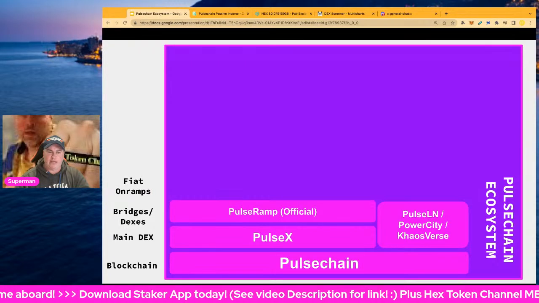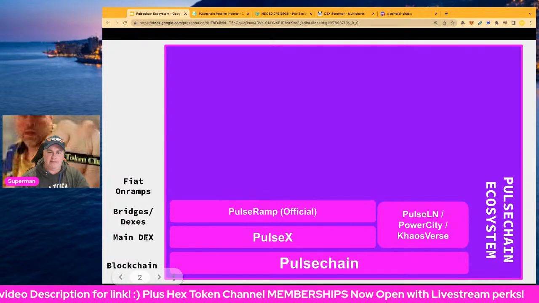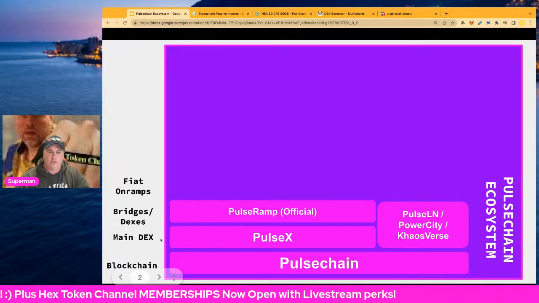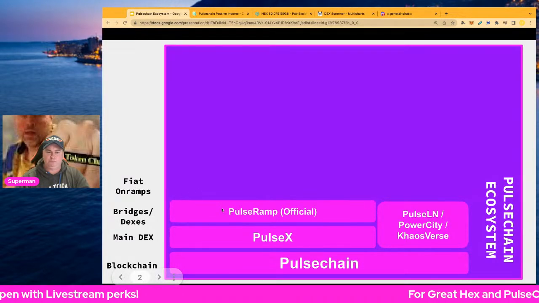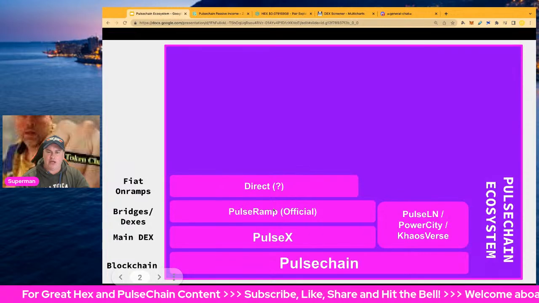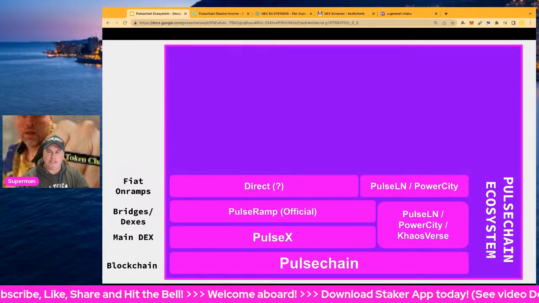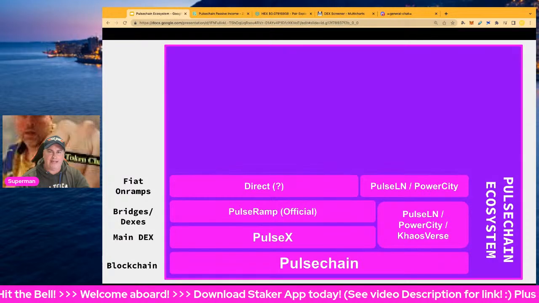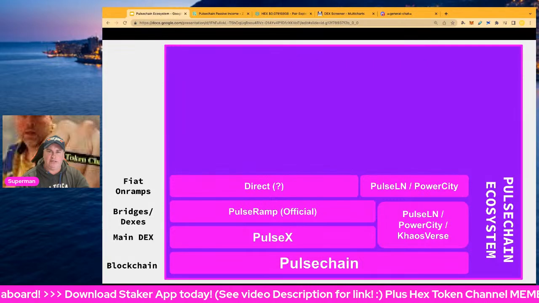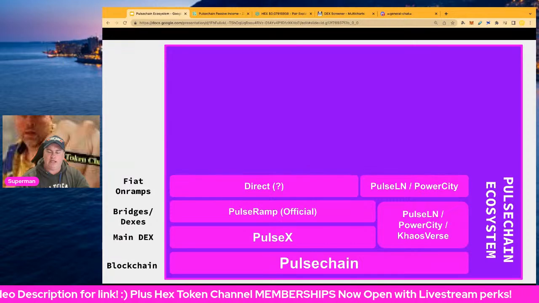On top of that, we're going to need fiat on-ramps. This is fundamental as well. So we're really opening up. If you imagine the blockchain and the main DEX there being the closed blockchain, we need to open it up. And of course, we've got bridges and DEXes to open up the blockchain, and fiat on-ramps as well. So we're going to have direct fiat ramps. That's kind of unknown at this stage, but I expect to see a lot of solutions around fiat on-ramps. But in the meantime, we're going to have indirect ones through Pulse LN and potentially Power City as well. So Pulse LN through Bitcoin and the Lightning Network, of course, being able to get to cash apps and all sorts of things like that, anything that's Lightning Network compatible. So we'll be able to do that.